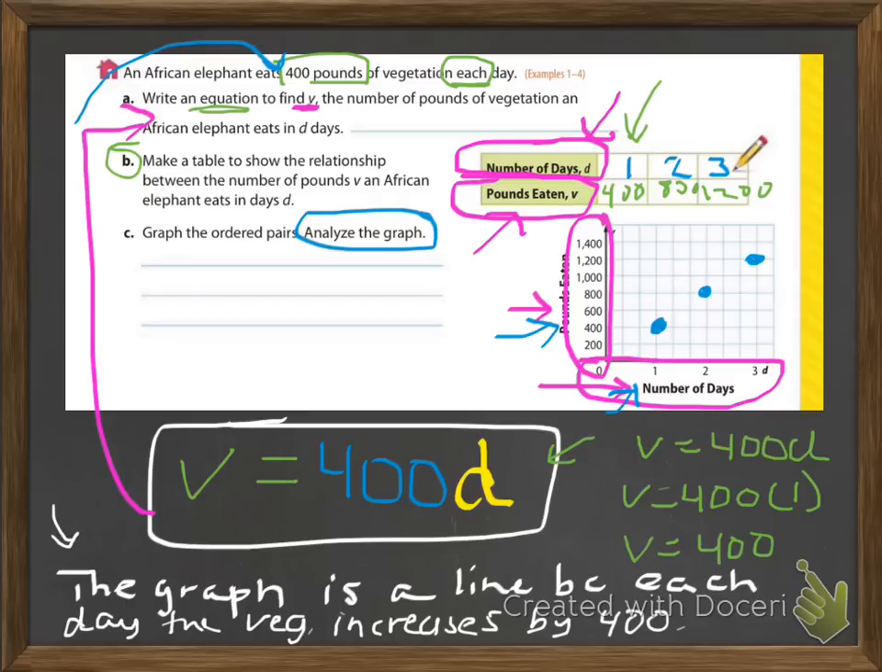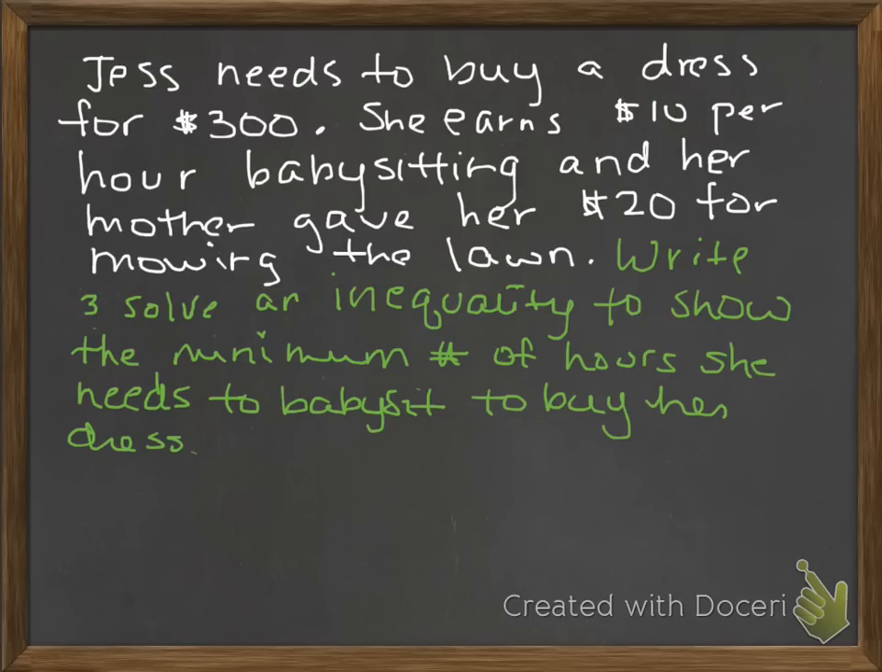Okay, and I realized I left one question out, so I wanted to make sure to get that one in there too. Jess needs to buy a dress for $300. She earns $10 per hour babysitting, and her mother gave her $20 for mowing the lawn. So now we're looking at the problem. It says to write and solve an inequality to show the minimum number of hours she needs to babysit to buy the dress. So first we want to identify what the total is, as I've said before.